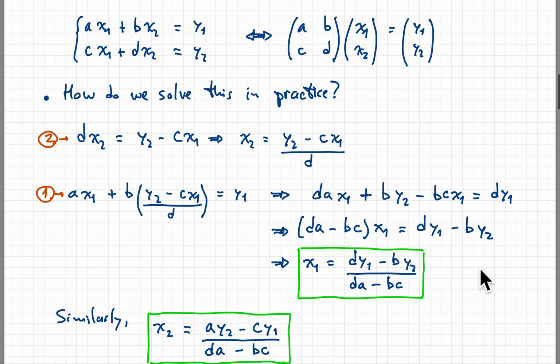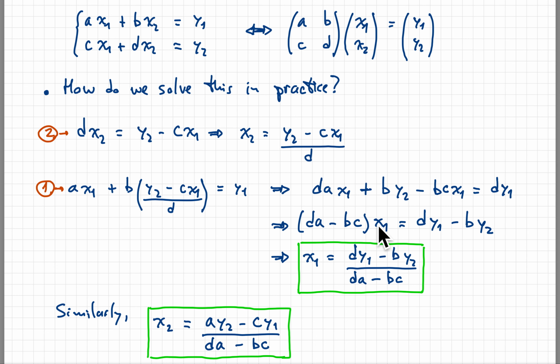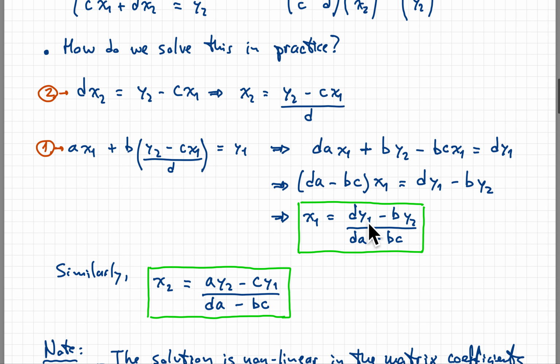So what happens next? Well, we're almost there. We take x1 and divide by da minus bc, or we put this on the other side of the equation if you want to think about it that way. And we obtain what's in this rectangle here: x1 is equal to dy1 minus by2 divided by da minus bc.